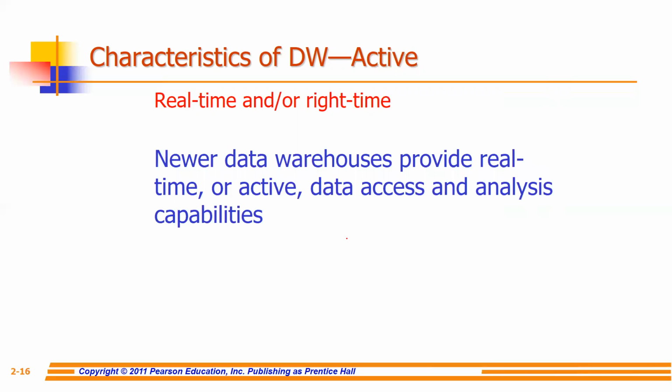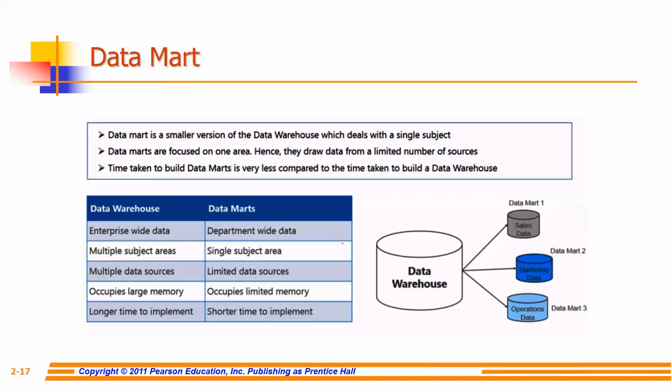The data warehouse in real time or right time is called an active data warehouse. The traditional definition of a data warehouse says the data is non-volatile, but nowadays a data warehouse can provide us real-time data or active data. The data can be accessed on a real-time basis from a data warehouse. This is a characteristic which is found in the newly available data warehouses.